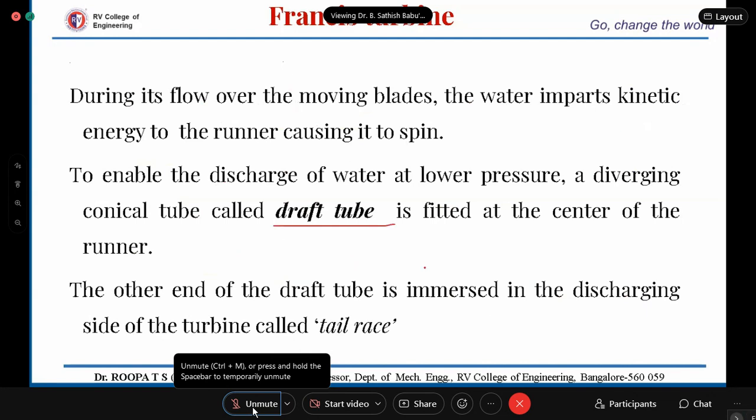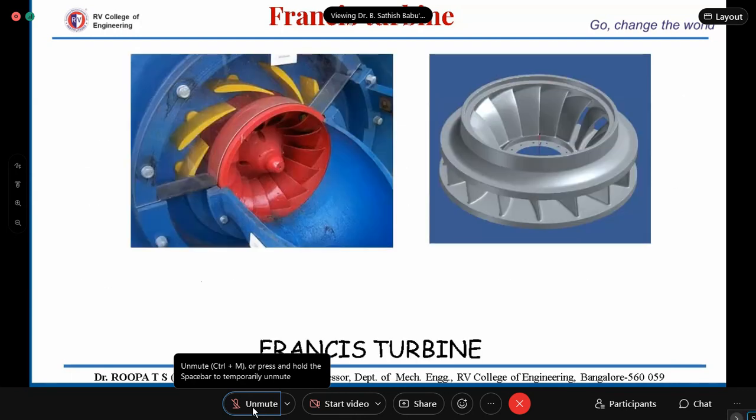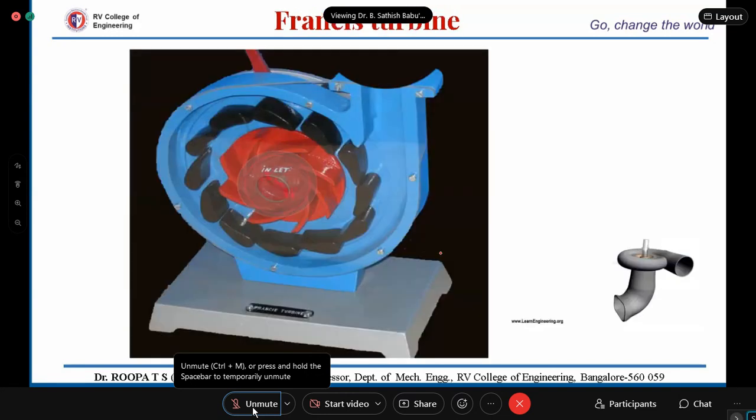Here we use a draft tube, and then water will be discharged into the tail race through the draft tube. Whatever I explained is put in words here. See, these yellow colored ones are the guide blades, the angle of which can be adjusted. And this is the runner blade. Water will be entering from here, gets guided by these guide blades, and enters and strikes the runner blades. Let me just check whether it works or not.